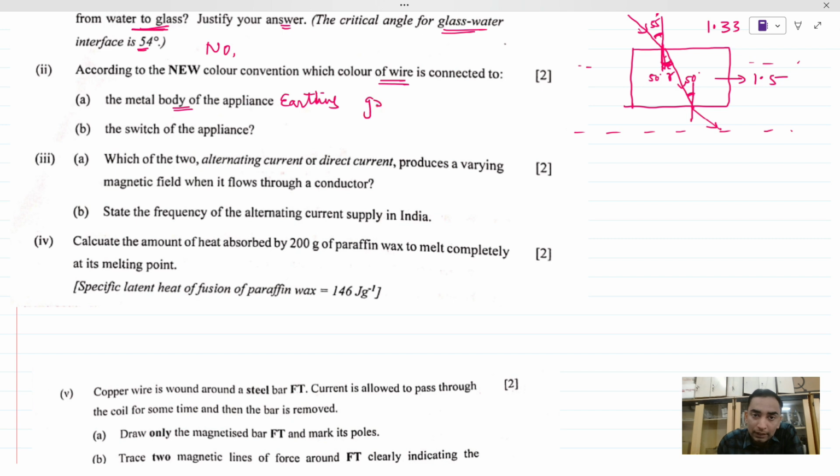Earthing wire is, I think, green-yellow. And the switch is connected to the live wire. Live wire is brown in color as per the new convention. In the old convention it was red in color.